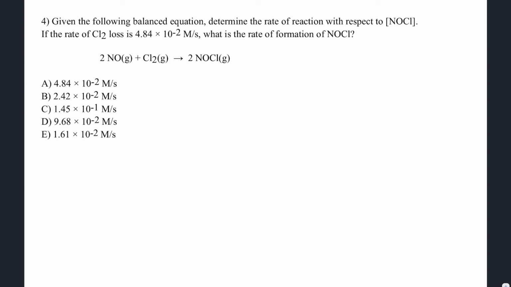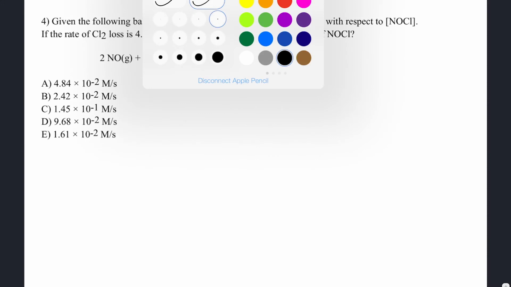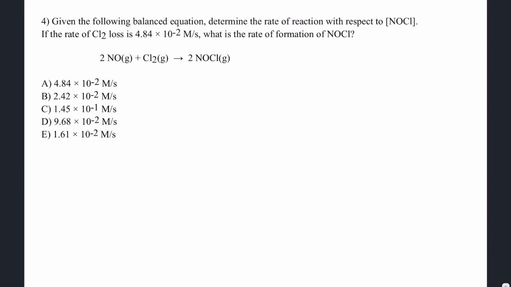Given the following balanced equation, determine the rate of the reaction with respect to NaCl. If the rate of Cl2 loss is 4.84 times 10 to the negative 2 molar per second, what is the rate of formation of NaCl? So we're going to use some more strategies that we learned in the previous section, in part 1 of our videos, and that was that we can create a rate equation based off of this balanced equation that we see here. And another tip, be aware, make sure that your equation is balanced.